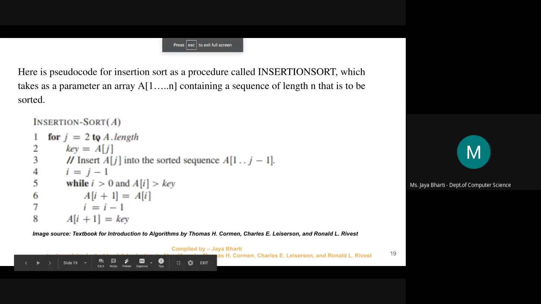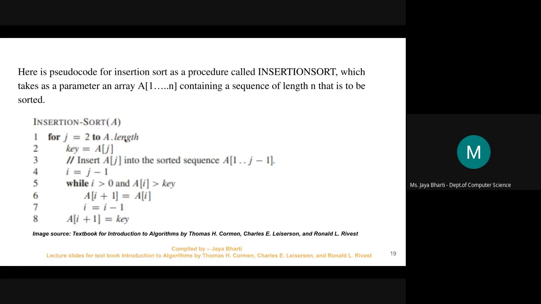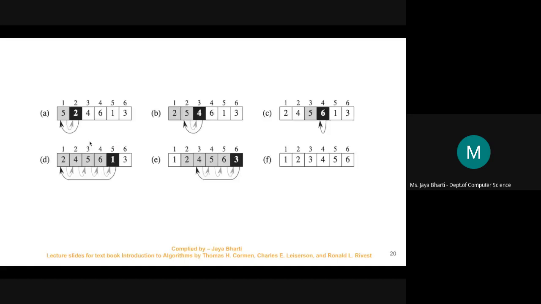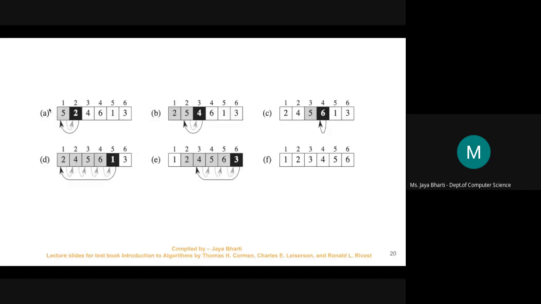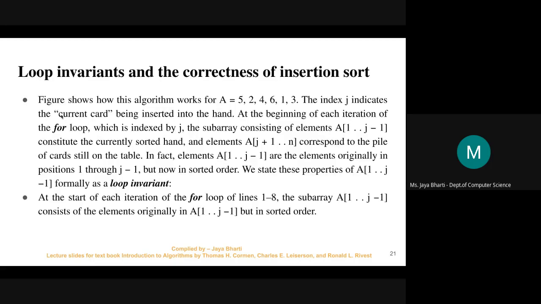Okay, so what is the first step? You need to start from 2 and go to n, 2 to n. Suppose this is the array. We need to sort this array. What is this? 5, 2, 4, 6, 1, 3. And you can see that this is unsorted. So now we need to sort this. So we need to start. What is the first step?